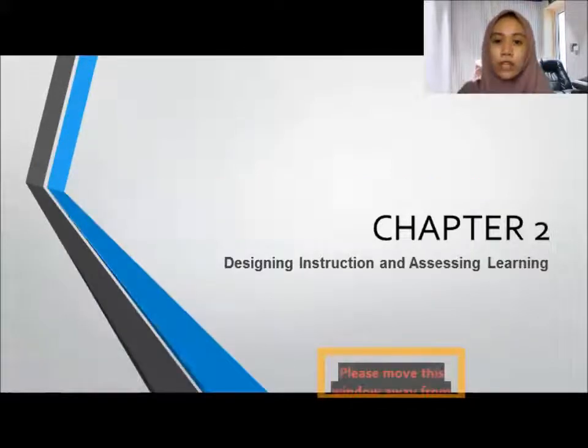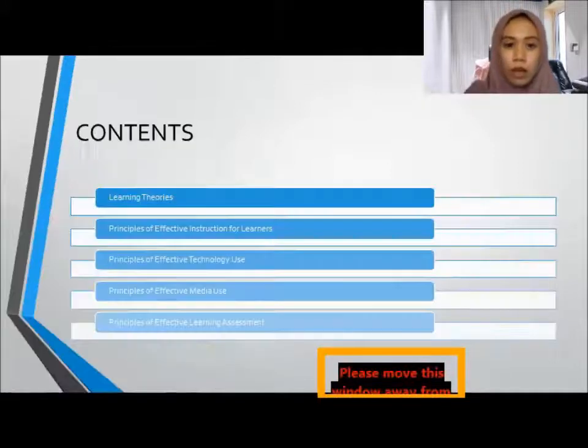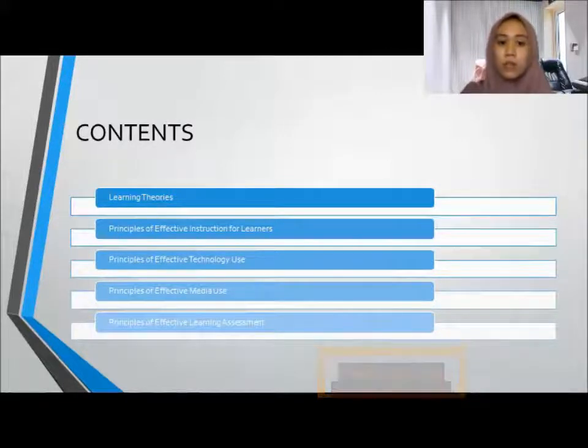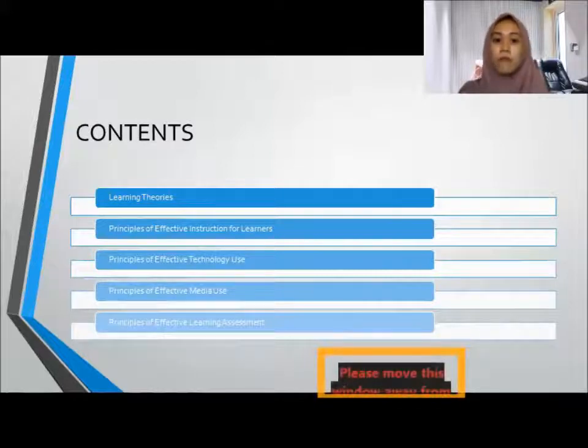Let's move to chapter 2. In chapter 2, Sharon discussed designing instruction and assessing learning. There are five parts in this chapter. The first one is learning theories, and then there are principles of effective instruction for learners. The third one is principles of effective technology use, and then the principles of effective media use. And the last part is principles of effective learning assessment.